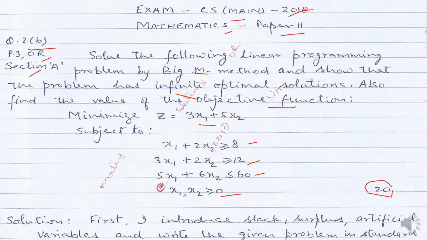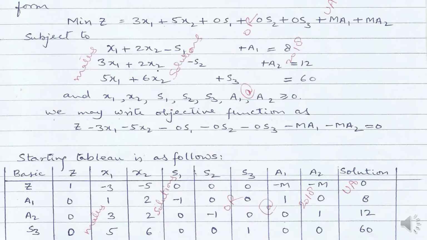For the solution, we first introduce slack variables, surplus variables, and artificial variables, and write down the given problem. The standard form of the problem is: minimize z = 3x1 + 5x2 + 0s1 + 0s2 + 0s3 + Ma1 + Ma2. I will come back to this statement later. Subject to x1 + 2x2 - s1 + a1 = 8.